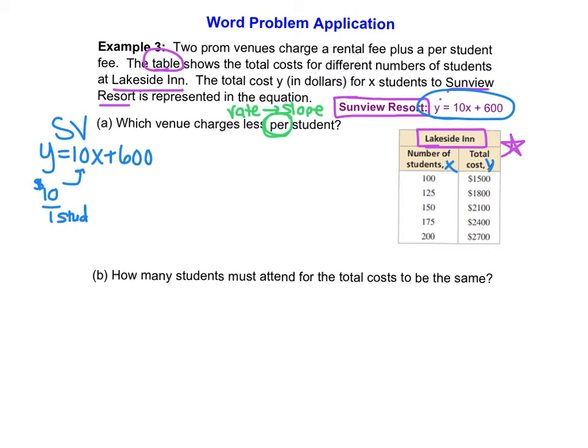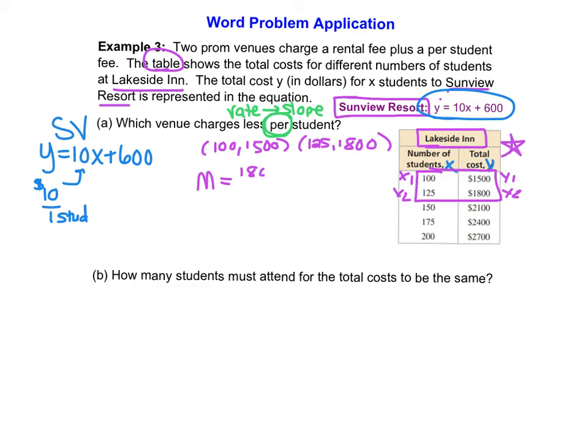So to start, I take a look at and I notice, well, I have some points here. And I can actually find the rate between these if I pick 2 points and I find the slope between those 2 points. So I'm going to pick these first 2 points here of 100, 1500. And then I have 125, 1800. So I can find the slope between these 2 points.